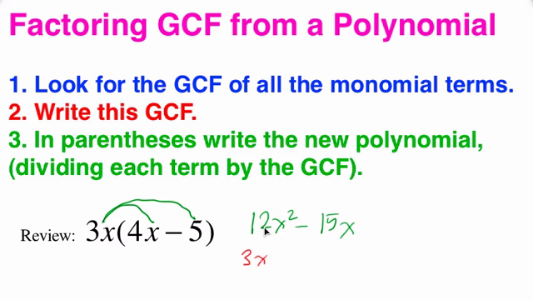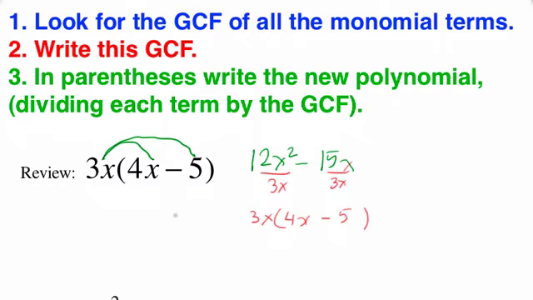So let's do this where we have a little bit more space. Let's write 3x, and we're going to divide each of these terms by 3x. So 3x times, well, what's 12x squared divided by 3x? That's going to be a 4x. What's negative 15x divided by 3x? That's going to be a negative 5. So our final answer of factored form is 3x times the quantity, 4x minus 5, which was our original problem.